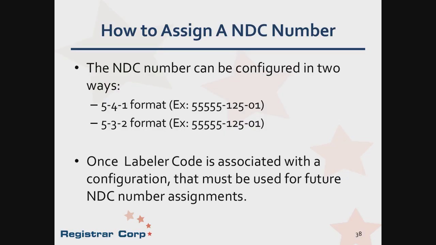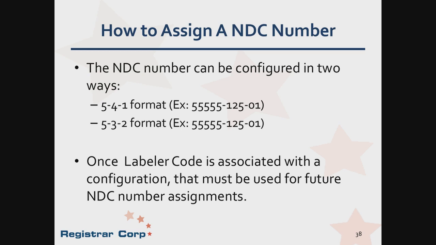The NDC number can be configured in one of 2 ways. There is the 5-4-1 format or the 5-3-2 format. The 5-4-1 format is great for companies who have many shades of a sunscreen foundation, that is more than 10, but doesn't have many sizes of one specific product.